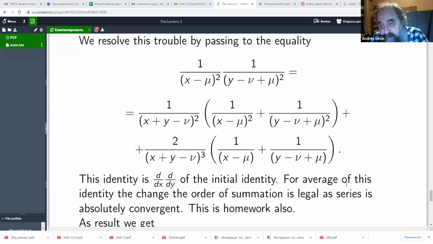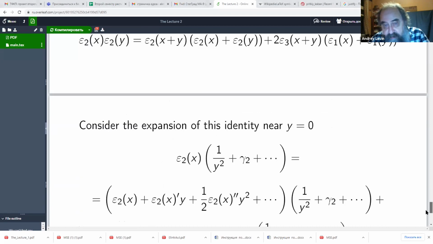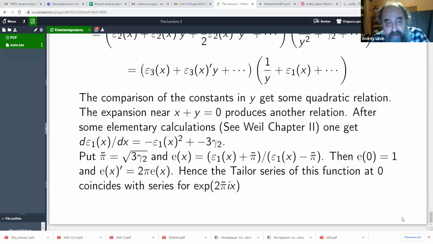Let me look at this beautiful formula. The d epsilon 1 of x over dx is equal to minus epsilon 1 of x square minus 3 gamma 2. Yeah? So let me show you what is the consequence of it.